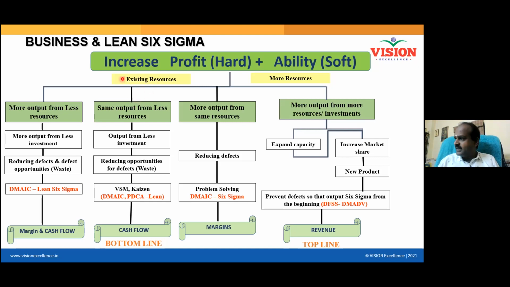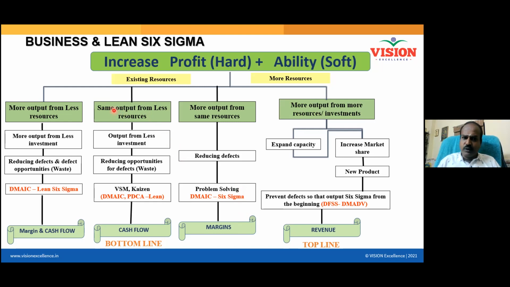Now on the left side, that is existing resource. Your intention is either to produce more output consuming the same resource, or to produce the same output consuming less resource. Let us come from this side. I want to produce more output consuming the same resource. How do I make more output with the same resource? That means I am controlling the defects. This is what we call a Six Sigma project. The impact is on the profit margin.